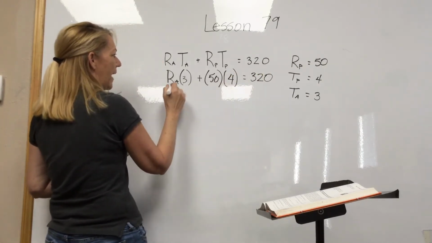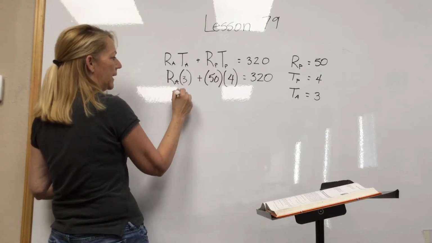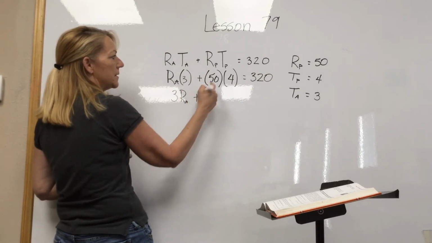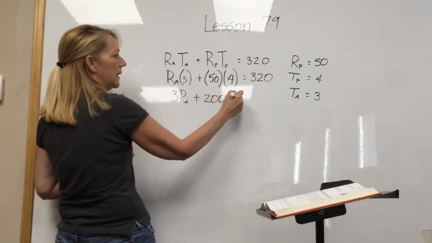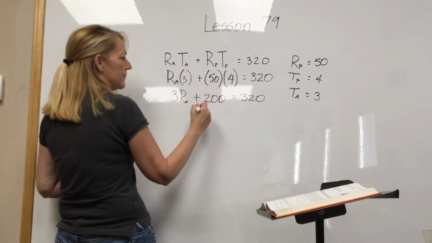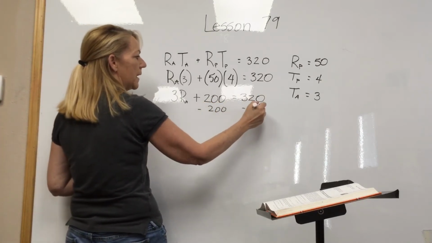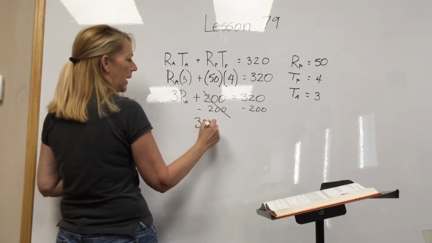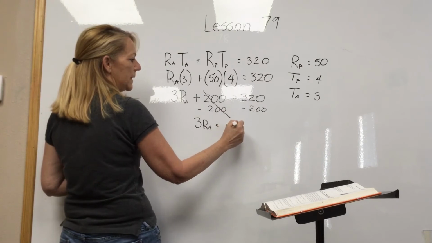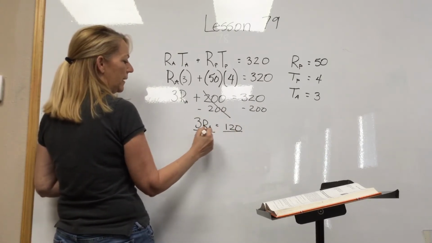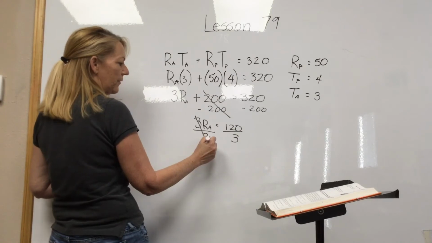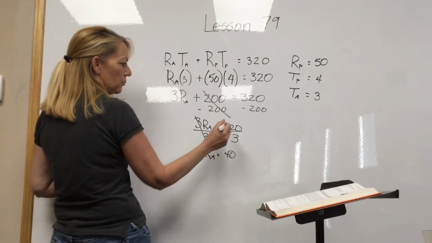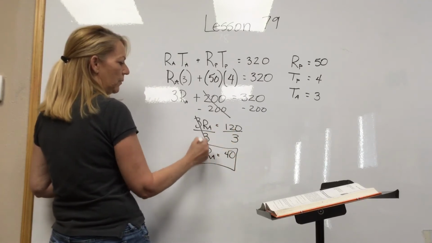Now I do the math. I have 3 RA. I'm going to rewrite it like this, because this is how we write variables. We put the number in front and the variable after. Plus, that would be 200 equals 320. I'm going to subtract 200 from both sides to isolate the variable. That cancels that out. So we have 3 RA equals 120. I'm going to divide 3 from both sides to isolate my variable. The rate for Allie would equal 40, because 120 divided by 3 is 40, and that would be your answer.